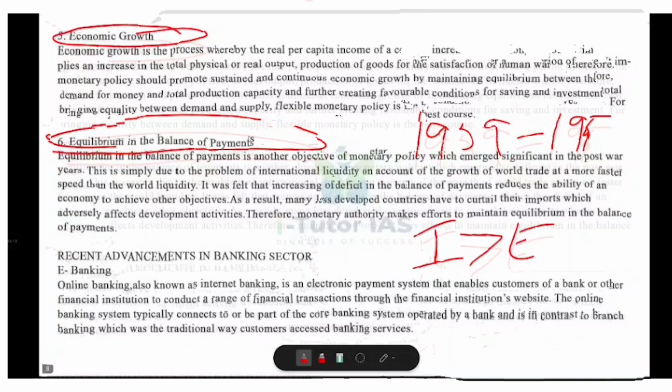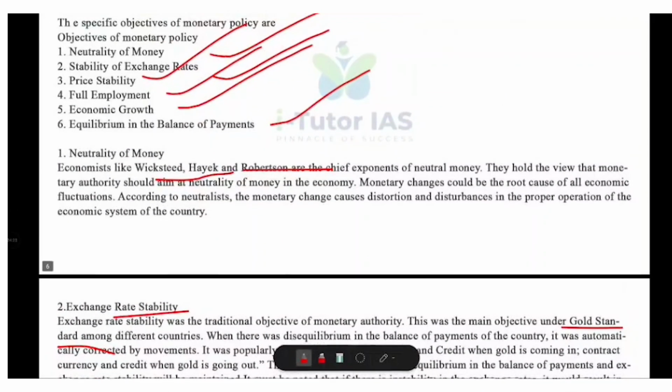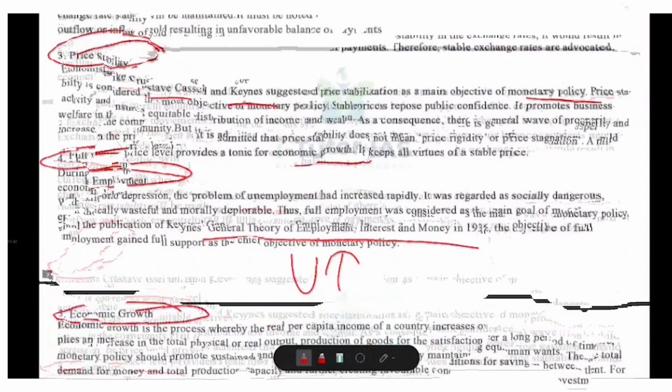So all 6 objectives, you have already learned about all 6 objectives. What are they? Neutrality of money, stability of exchange rate, price stability, full employment, economic growth, and equilibrium in the BOP. So together, these objectives help ensure that the economy grows steadily, prices remain stable, jobs are created, and the country stays financially healthy both domestically and internationally.